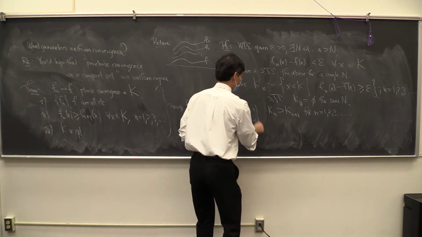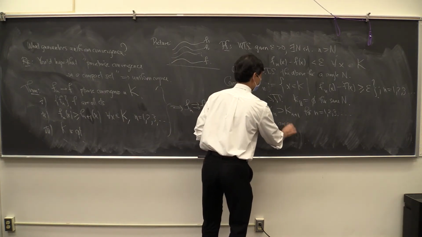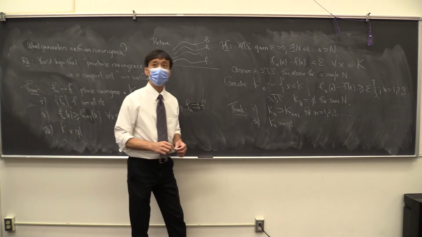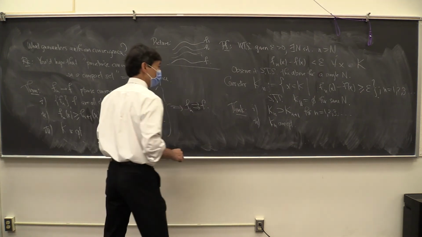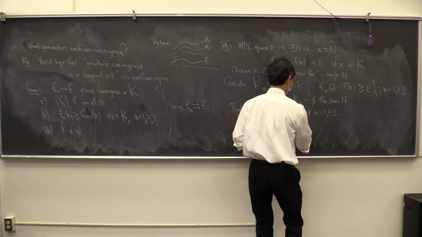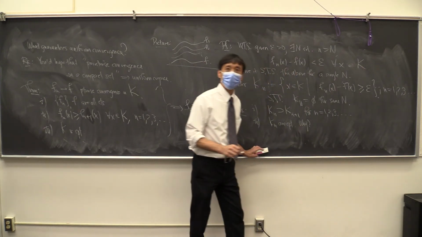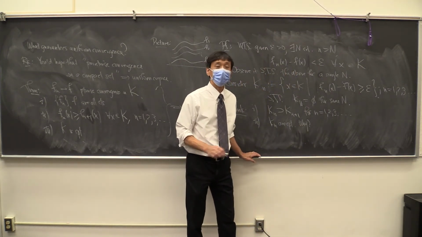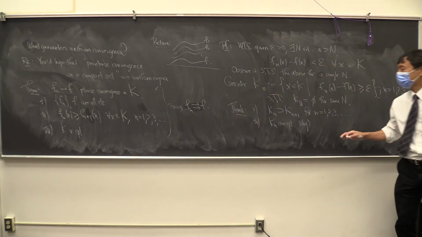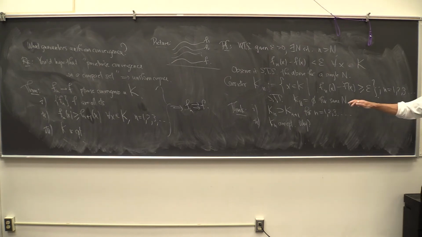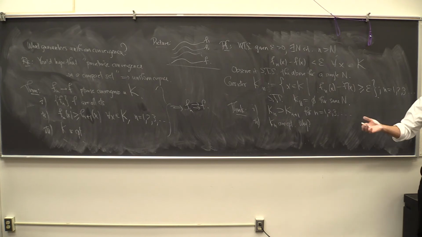Second observation: all the K sub n are compact. Why? Can anybody see why the K sub n are compact? Or let me say it this way: can anybody show me that the K sub n are closed? If we show that they're closed, we're inside K, which is a compact set. So closed inside compact implies compact. So all we need to do is show that the K sub n are closed. Are the K sub n closed?